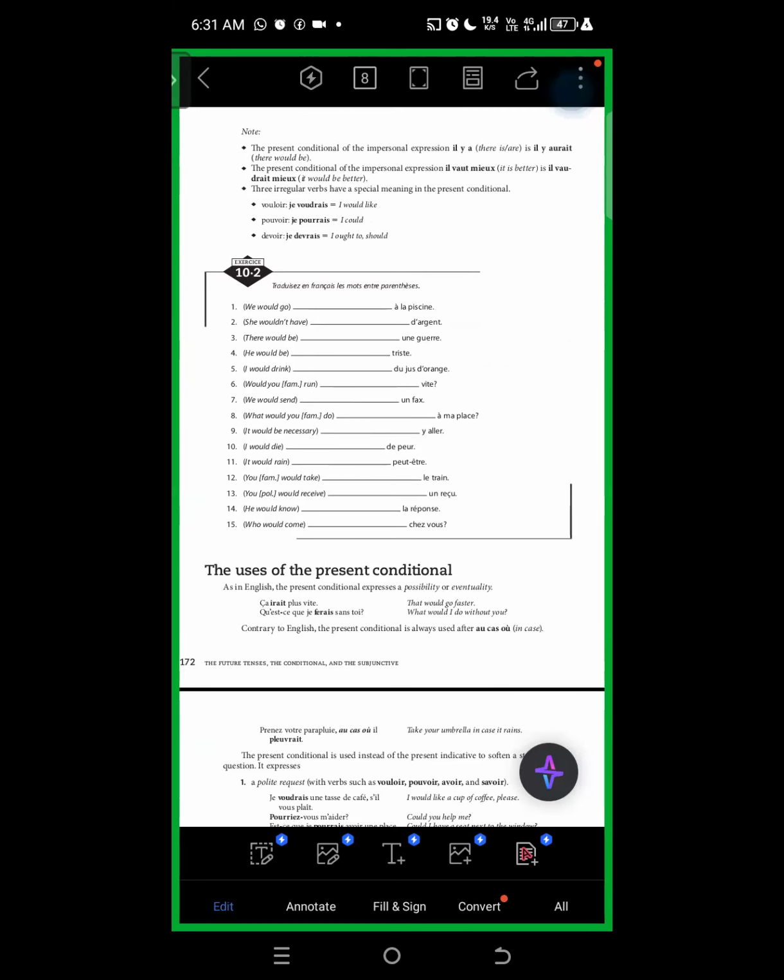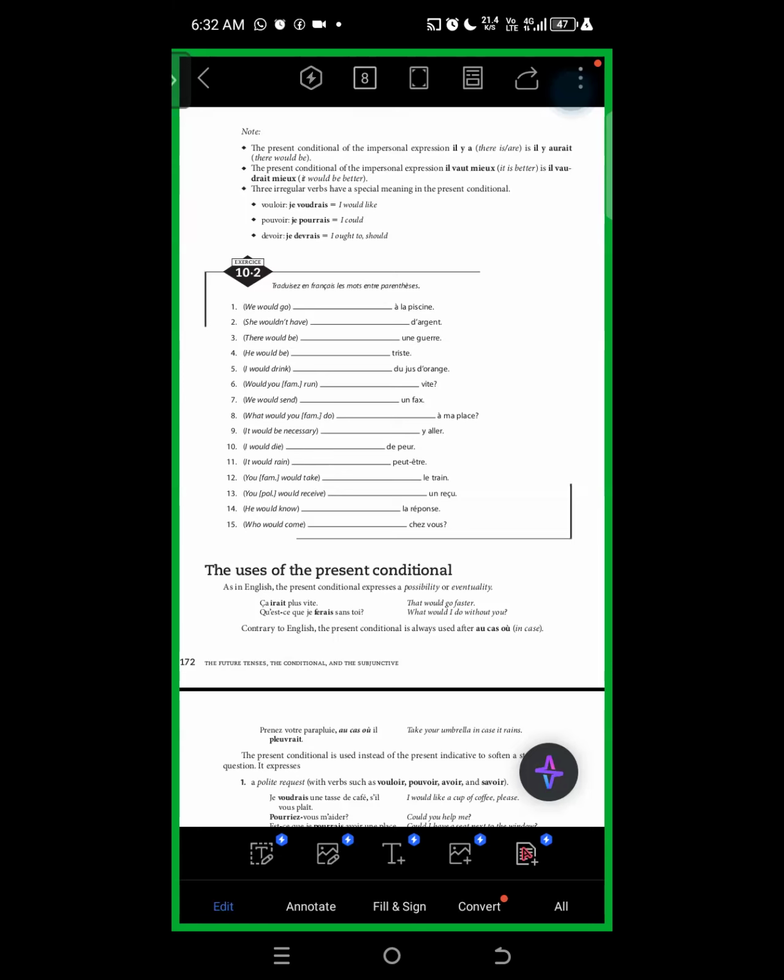Now go to the second one. The present conditional of the impersonal expression il vaut mieux, it is better, is il vaudrait mieux, it would be better. It will be better becomes il vaudra mieux. Il vaudrait mieux, it would be better.